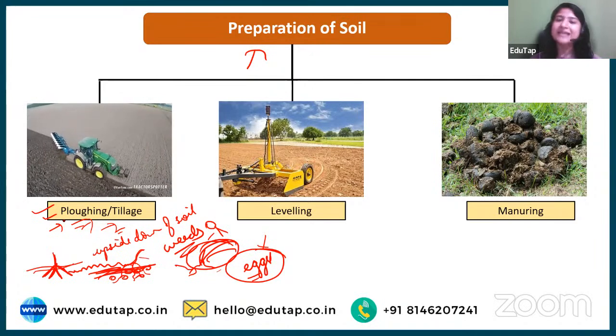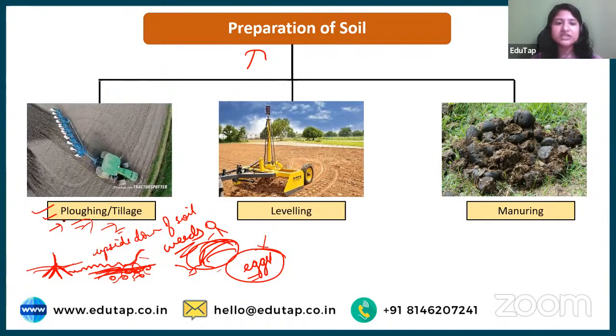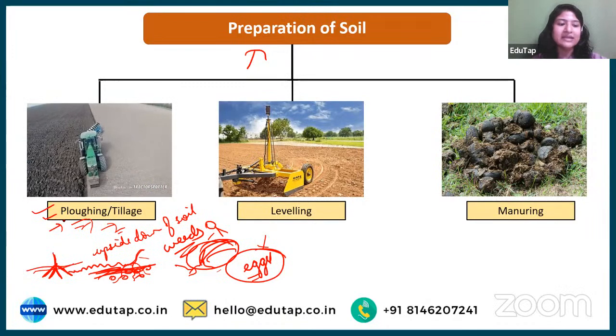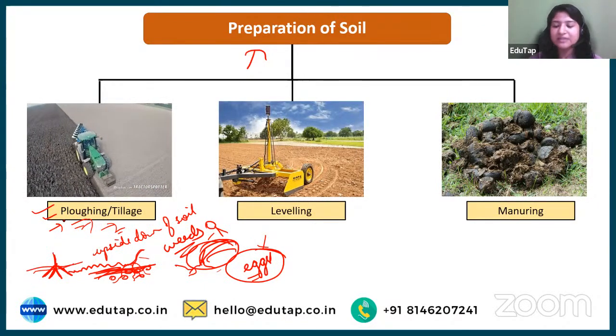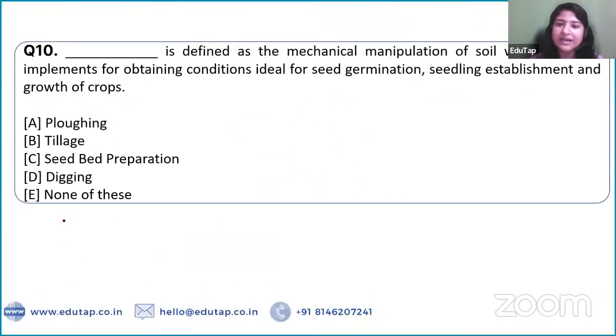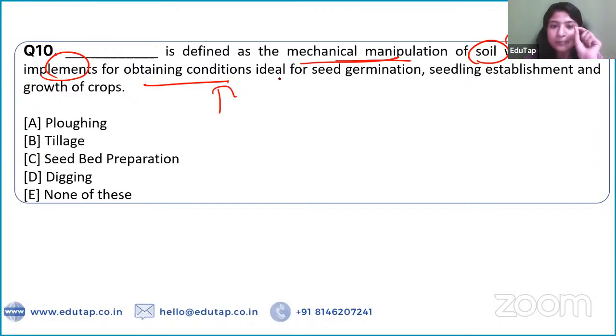While tillage is a scientific process, okay, which has different steps, and it has an aim, that is to prepare the seed bed, okay. We will look at the definition again more carefully. Tillage is defined as the mechanical manipulation of soil with the help of tools and implements. And in tillage, we aim to have that proper ideal condition where seed germination will be best, seed establishment will be best, and the growth of crops will also be best.